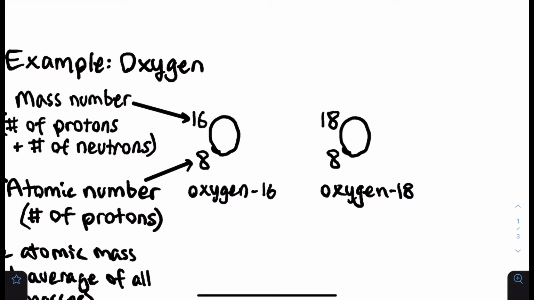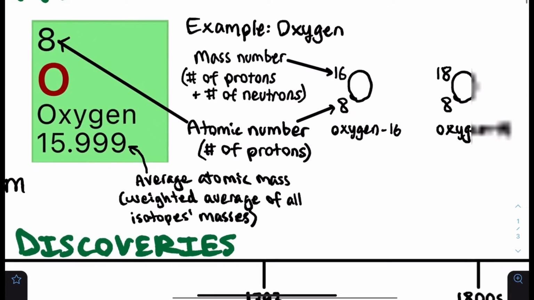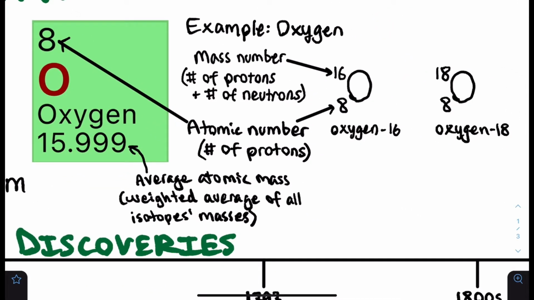And why is it all of a sudden not a decimal? Well, it's not a decimal because this decimal is a weighted average. So for example, if I had 75% of one isotope and 25% of another, and that's how abundant they are in our known universe, then I would take the 75% mass and multiply it by 3/4. I would take the 25% abundant mass and multiply that by 1/4, add them up, and get a weighted average. And because you're multiplying by fractions, you get a decimal.